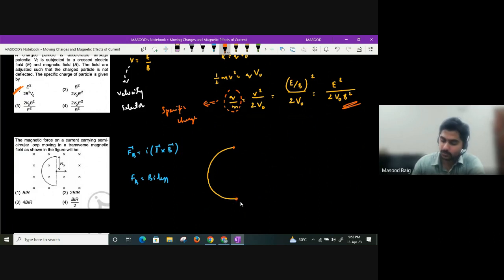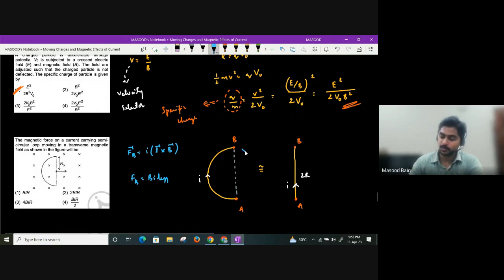So between these 2 points, between the ends, let us take this as A and this as B. And let us imagine it is carrying some current in clockwise sense. So how can I replace this? I can replace it with a rod whose length will be equal to 2 times the radius. So the effective length will be equal to 2r, carrying current in the upward direction. Again, you can consider it is placed in a transverse magnetic field like this. So what will the magnetic force be?